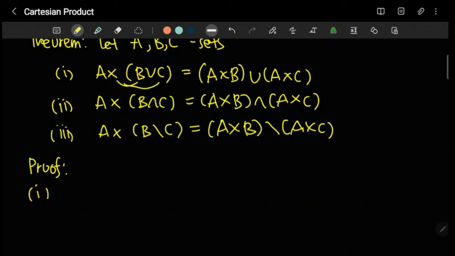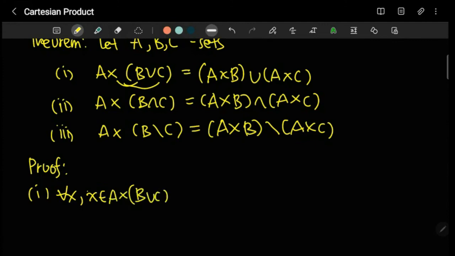So we want to show set equality. As always, if you want to show that two sets are equal, all you need to do is to show that the elements of the first set are elements of the second set and vice versa. So we will establish the if and only if connection. So you always start with letting X to be an element of the first set. So for any object X, let X be an element of A cross B union C.